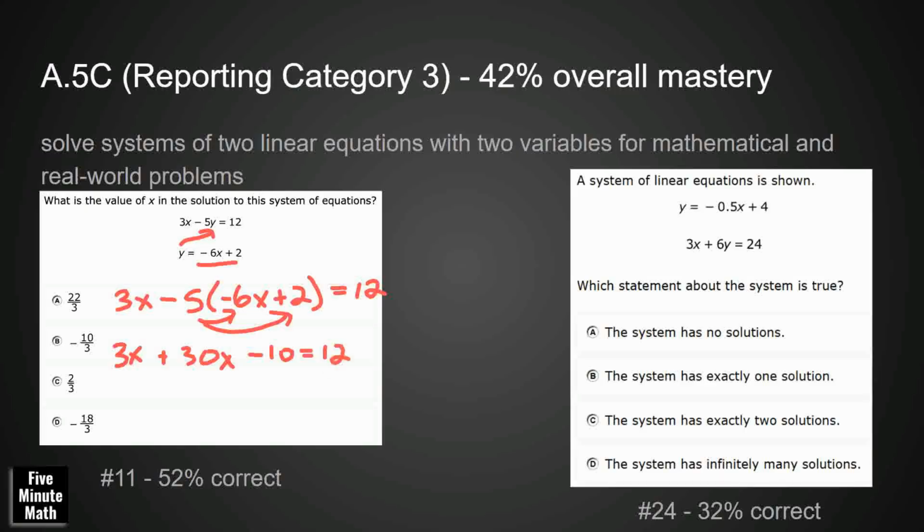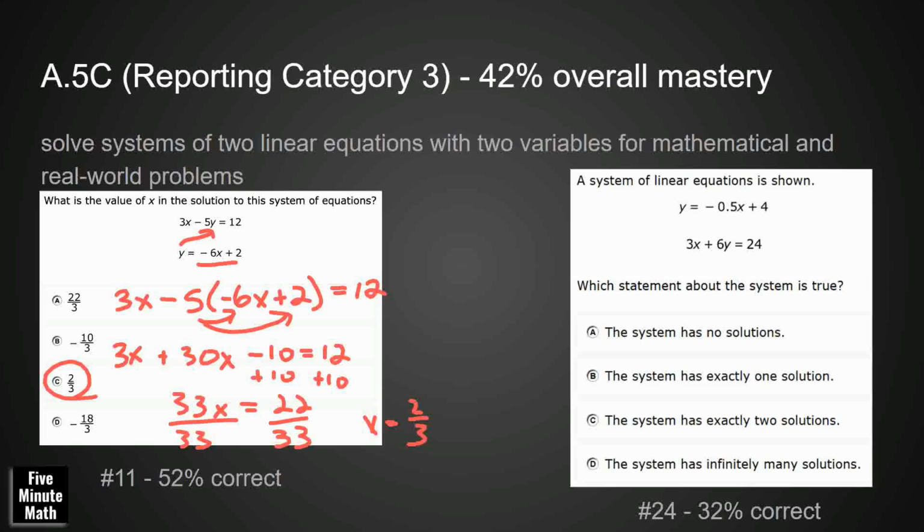All right, so I'm going to add 10 to get that over there, and I'm just going to make that 33x equals 22. And we're going to use our division property. We're just going to make x equals 2/3. All right, if we wanted to verify, we can plug in 2/3 to both of those, and we would end up getting the exact same y, and that would show us our solution.